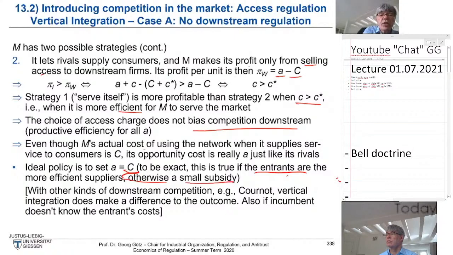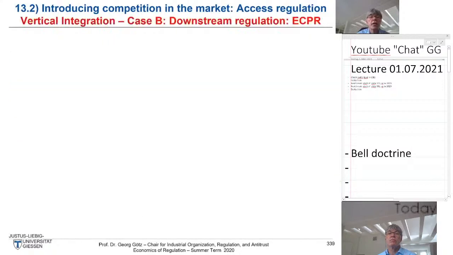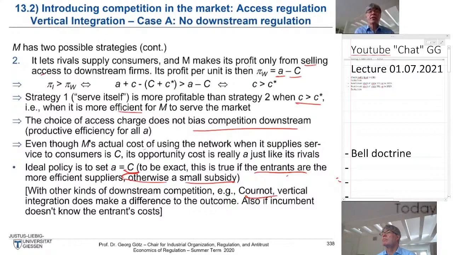Otherwise, a small subsidy, because here you just could reduce or regulate, in a sense, the incumbent, so that it has to charge a lower price if it's more efficient. Okay, competition we already discussed. So here no problem. If we don't have downstream regulation of the prices, we don't get into trouble. We will get undistorted downstream competition.